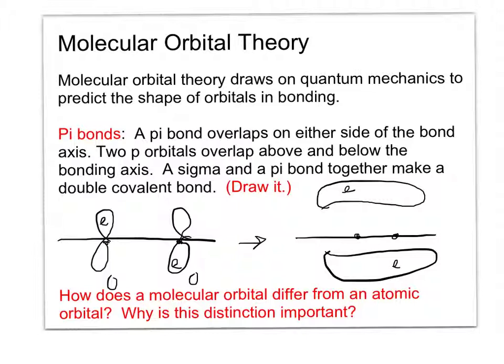So here's the challenge that I want you all to try right now. A double bond is formed when a sigma and a pi bond together make a covalent bond. Okay, so I want you to try to draw a sigma bond between two overlapping p orbitals and then the pi bond between two overlapping p orbitals, and show what that would look like to represent a double bond.